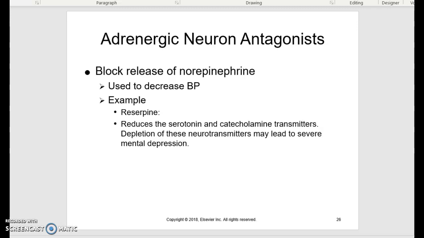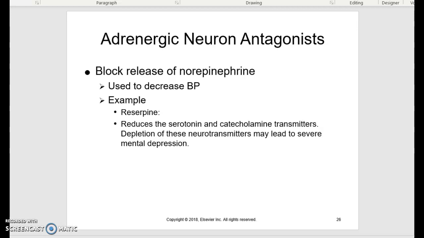This lecture is going to wrap up chapter 15. The only classification that we did not get to was adrenergic neuron antagonists. So we're going to start there. It's on page 207, adrenergic neuron antagonists.